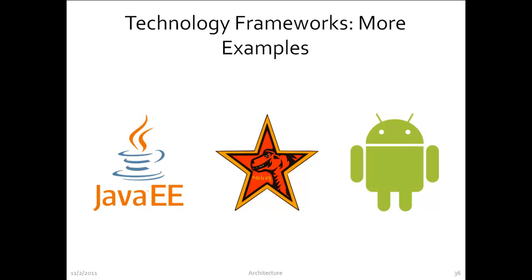Three common technology frameworks are mentioned in this slide. For A, Enterprise Java for building multi-tier enterprise applications. B, the Mozilla framework that helps you build the front-end portions of web-based applications. And C, the Android framework for building mobile applications for devices that run the Android OS.